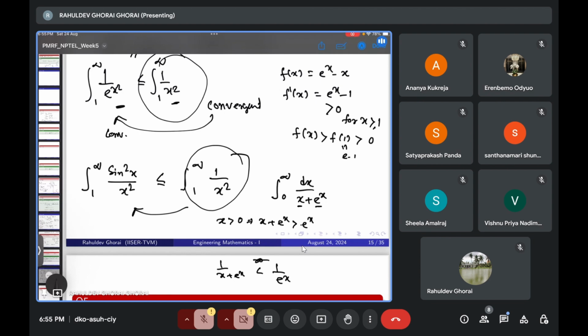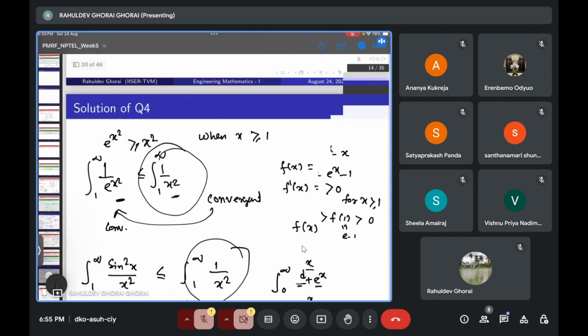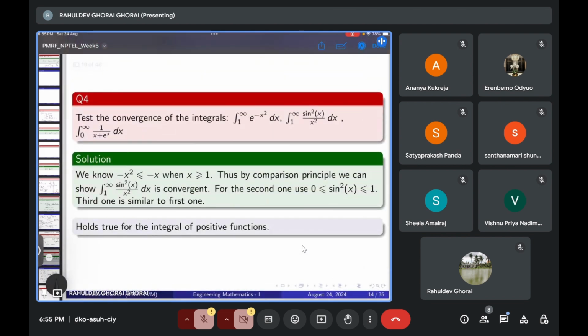That implies the integral from 0 to infinity of dx over x plus e to the power x is less than the integral from 0 to infinity of e to the power minus x dx, and we have seen this value is nothing but 1. I think we have seen. So this is convergent, so the given integral will also be convergent. Right? Any doubt in this question? Also, you can check the solution and see whether you can follow it. This holds true for the integral of positive functions, you remember.